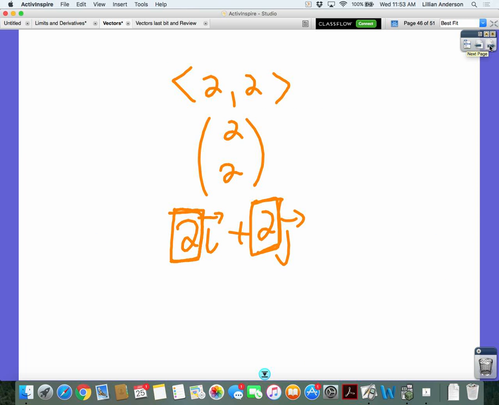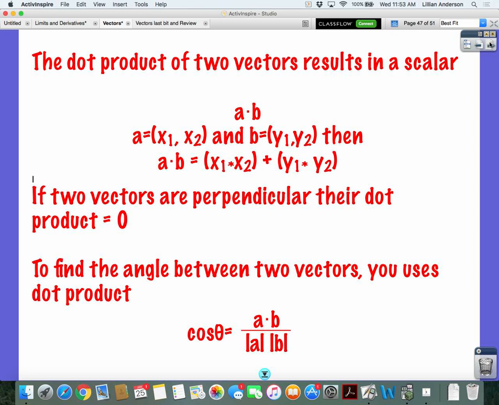Perpendicular vectors. Oh, no. Perpendicular vectors actually is pretty simple. It involves a concept called the dot product, and that is literally a dot. That was in the book. Very different from multiplication, okay? But the dot product of two vectors is a scalar, whether it's two-dimensional or three-dimensional. And if two vectors are perpendicular, then that means the dot product is going to be equal to zero.